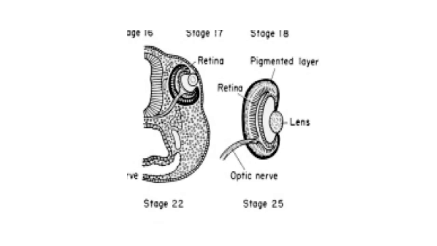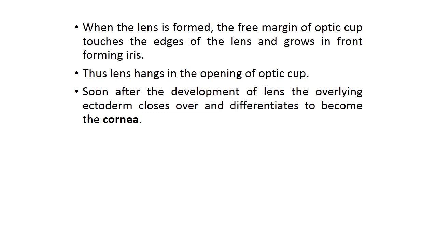So this is how the lens is being formed. You have a pigmented layer and you have a retina, and the inner layer of the retina forms the nerve cells, whereas the outer layer differentiates into rods and cones. When the lens is formed, the free margin of the optic cup touches the edges of the lens and grows in front, forming the iris. Thus the lens hangs in the opening of this optic cup.